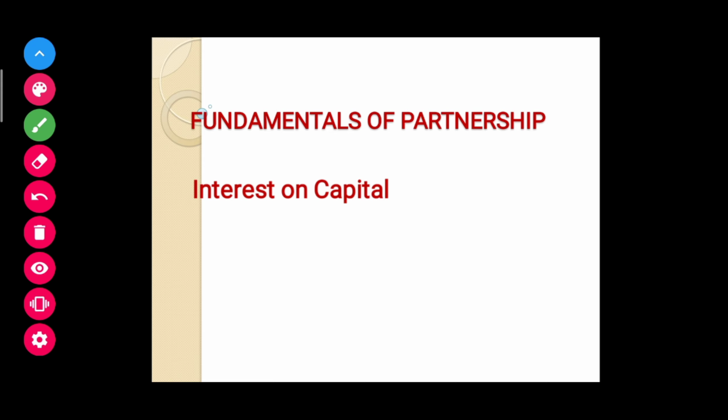Today we will discuss an important item which is recorded on the debit side of profit and loss appropriation account, that is interest on capital. So before calculating interest on capital, you have to consider a few things. Let's discuss those things.